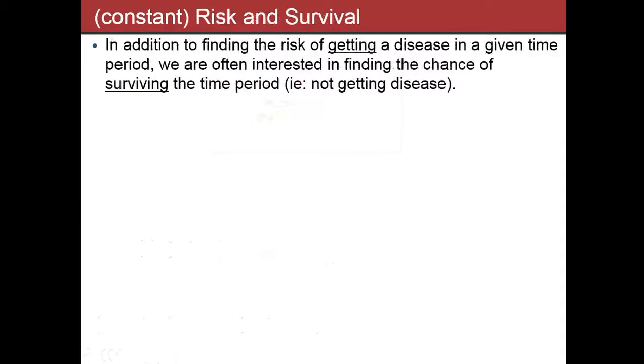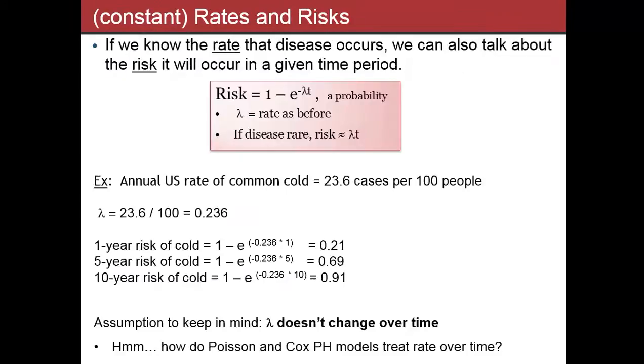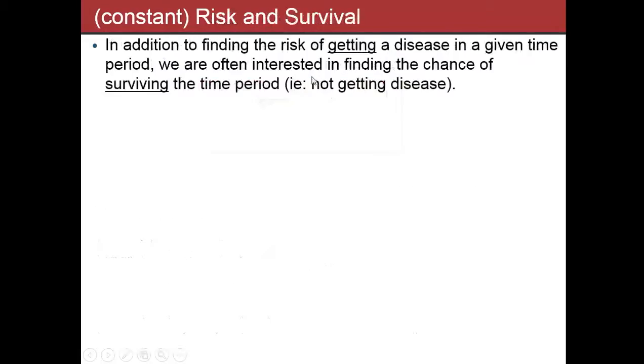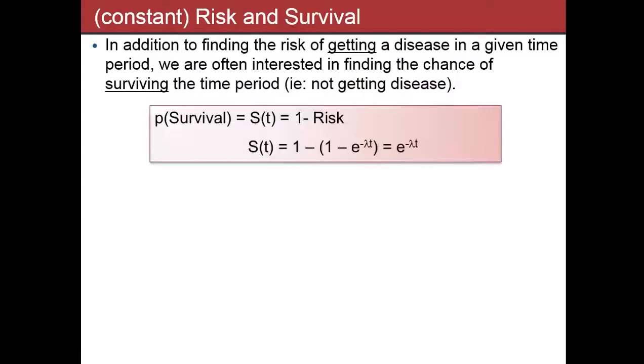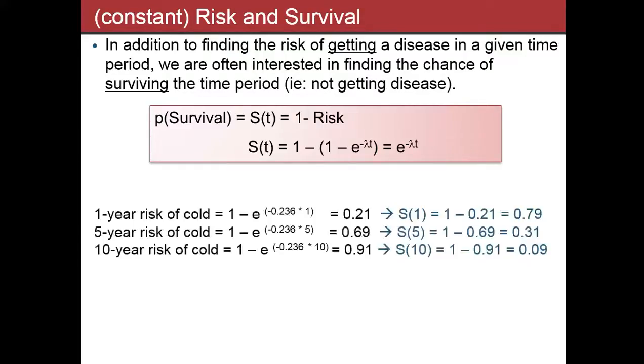So if we can get risk over time, we have 1 minus e to the minus lambda t. We can very easily get survival in a given time by this really easy formula: survival is 1 minus risk, right? It's the opposite of getting the disease, which is not getting the disease. So the 5-year survival from getting a common cold is 1 minus the 5-year risk of getting a common cold, right? It's just the opposite. That's what's on the bottom here.